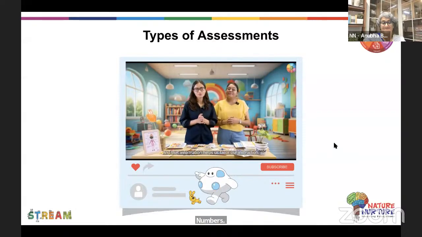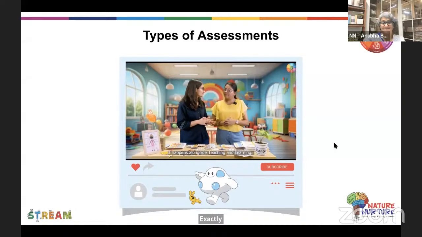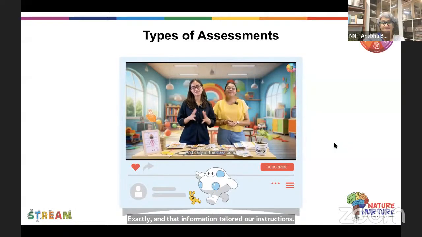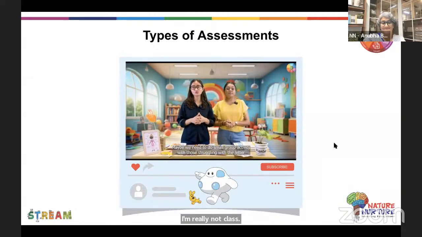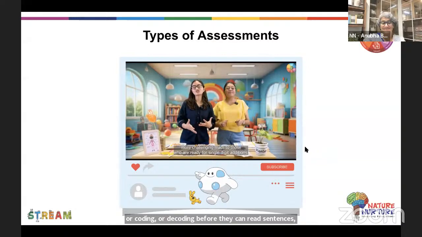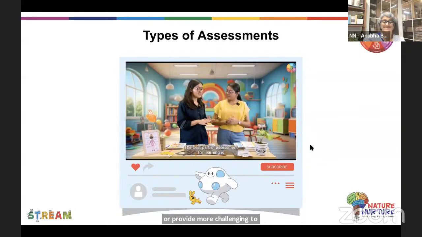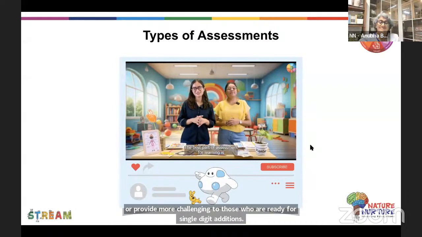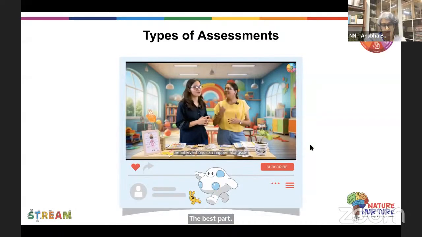Exactly. And that information helps us tailor our instructions. It happens alongside teaching and learning and daily in our classrooms. Maybe we need to do a small group activity with those struggling with the letter sounds or coding or decoding before they can read sentences, or provide more challenging math games to those who are ready for single-digit additions. The best part of assessment for learning is the interventions can happen alongside.